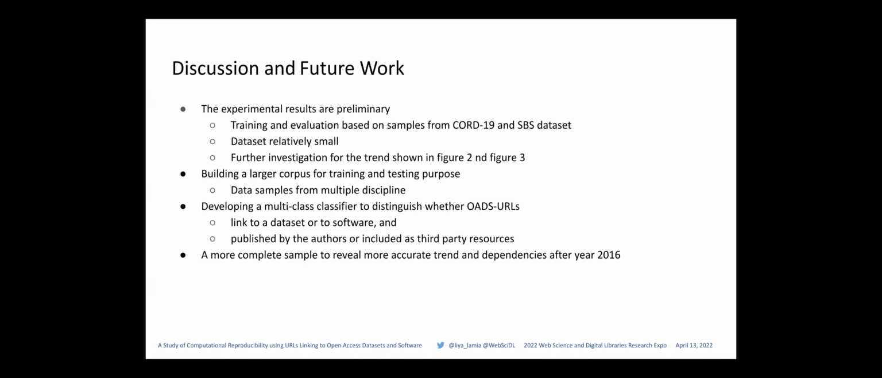And we are also working on developing a multi-class classifier to distinguish whether OADS URLs link to a dataset or to software, and also whether those OADS URLs are published by the authors or included as third-party resources. For future work, we are also trying to gather a more complete sample so that we can reveal more accurate trends and dependencies after year 2016.